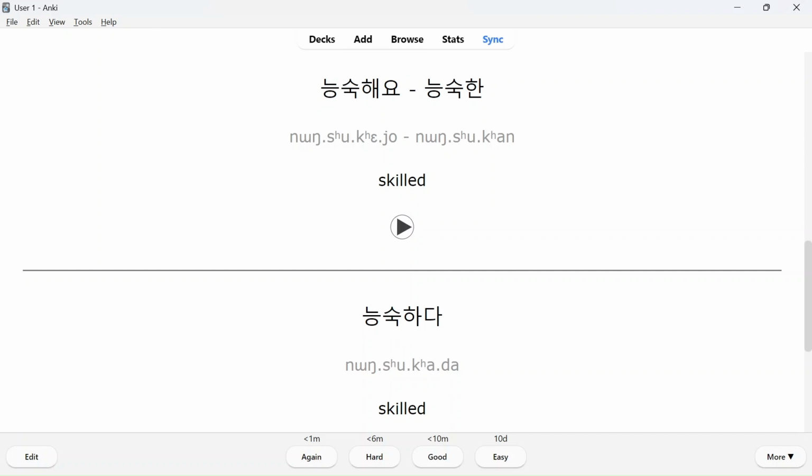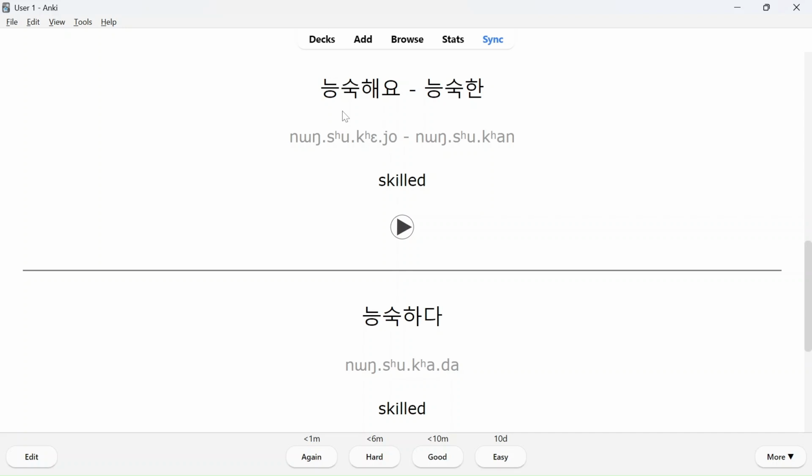Now, earlier with nouns, the dictionary form was simple. It was just the noun by itself. This is because nouns do not really have polite forms. In Korean, politeness is usually shown through sentence endings, especially on verbs and adjectives. The noun itself normally stays the same. So a sentence with a noun can be polite, but the noun itself is still just shown in its base form.